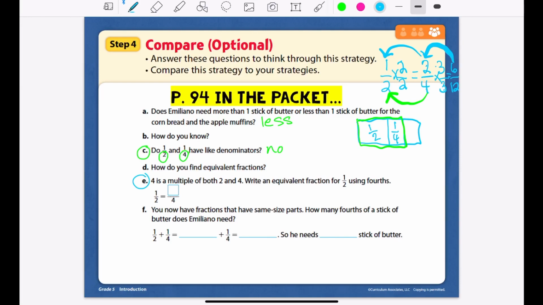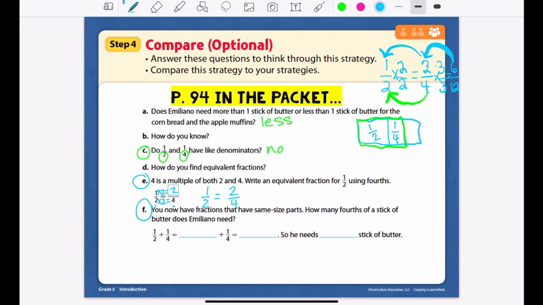Write an equivalent fraction for 1/2 using fourths. Well, I'm looking here and I see that we started with a 2 in our denominator and we want to get to 4. So what do we need to multiply times 2 to get 4? Well, the answer is 2, right? So if we multiply something on the bottom, our denominator, we need to multiply it on the top as well. So 1 times 2 is 2. So the equivalent fraction, 1/2, is equivalent to 2/4.